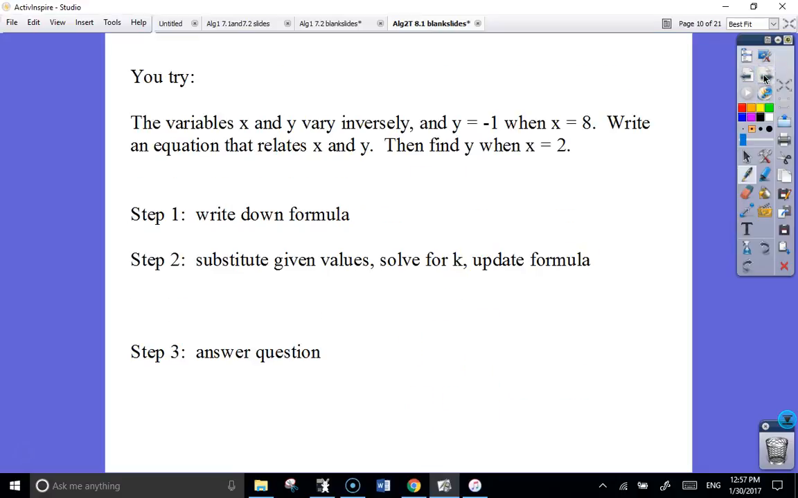So try to do this one. Write down the formula. Substitute the values, answer your question. Okay, vary inversely. Y equals k over x. Y is negative 1 when x is 8. So what does k equal? Negative 8. So now I can say that y equals negative 8 over x. Find y when x equals 2.